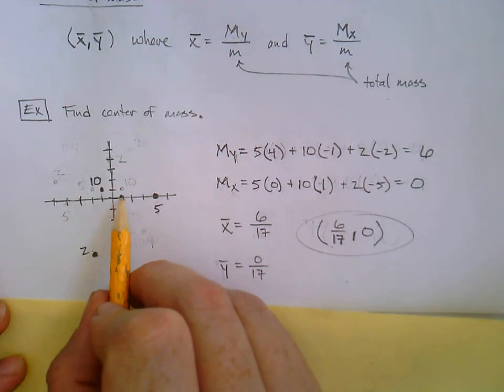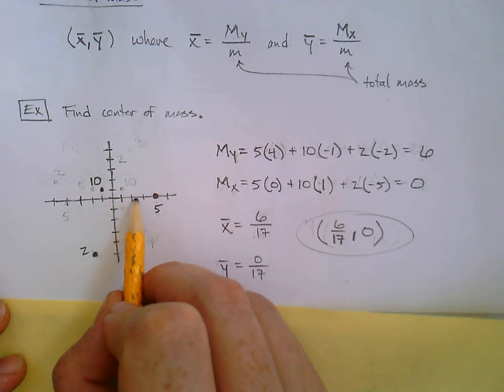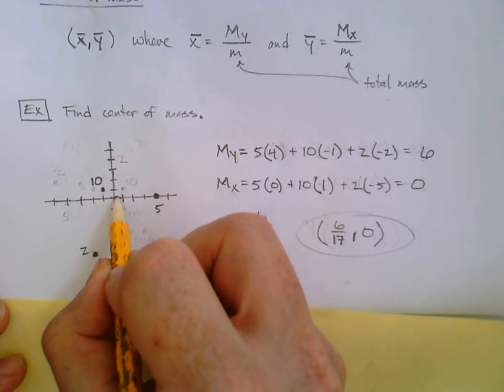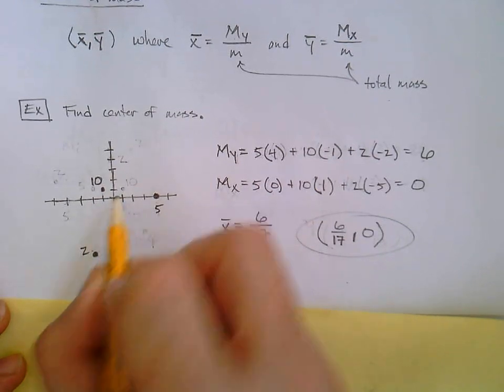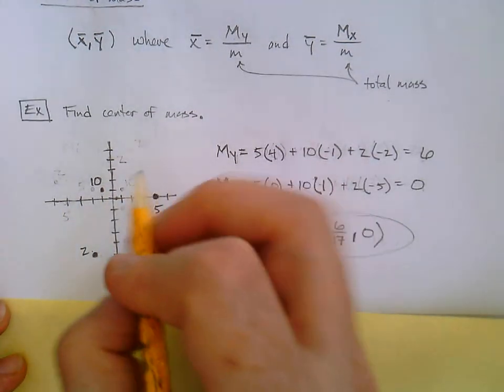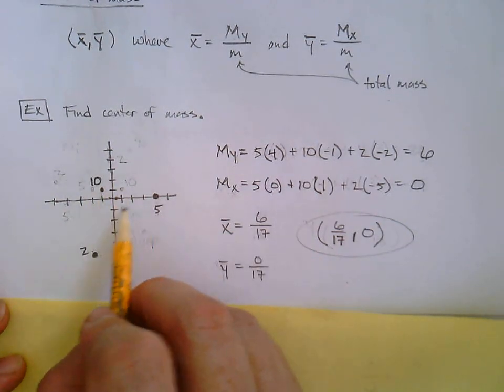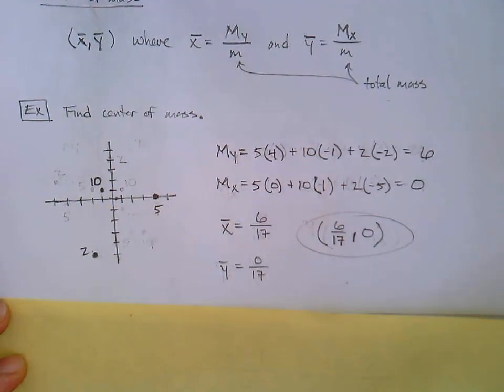And where would that be? So, okay, we're right on the x-axis. 6 over 17, well, that's just a little bit off of the origin, right? So this center of mass, you'd expect it to be very close to the 10. It's just a little bit right there. So it's just got a tiny bit of rotation going this direction.